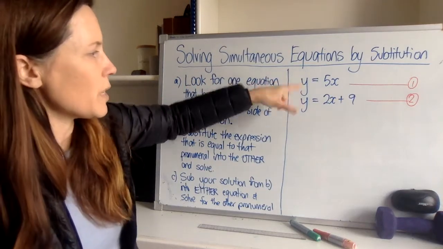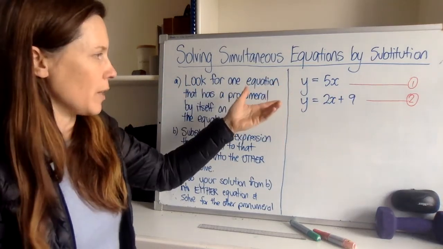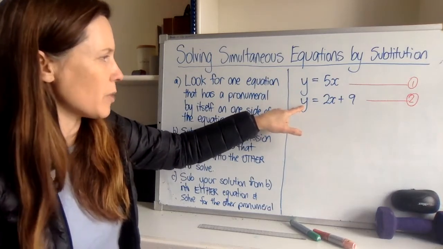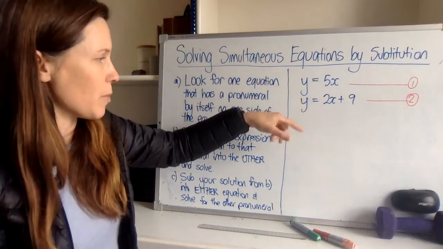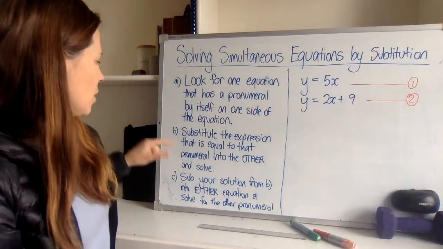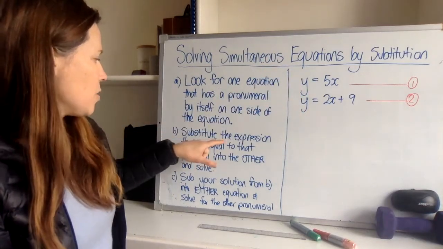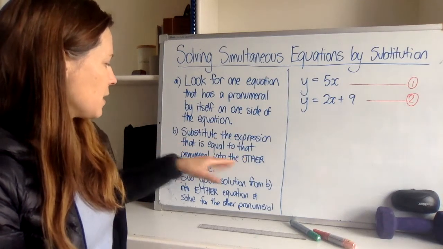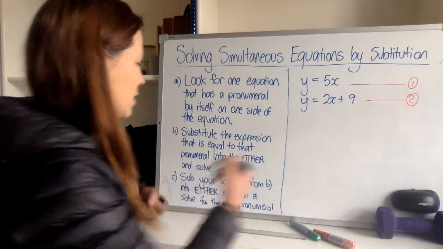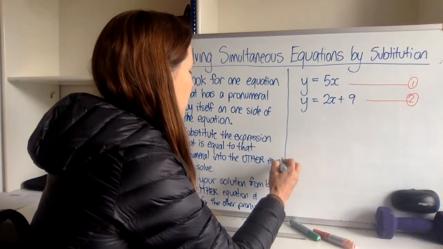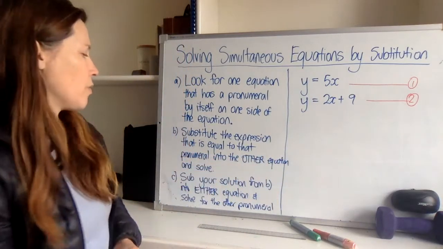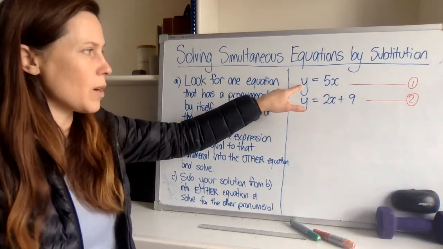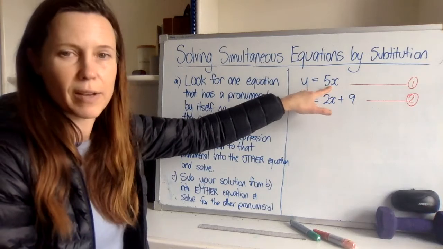Well, we're spoilt for choice here because both of them have got a letter that's by itself. They've both got the y that's on its own. So this is a nice easy one to do, and we can take either of them to start with. Let's take this one. All right, what are we going to do with it? Substitute the expression that is equal to that pronumeral into the other equation, and solve. All right, so we can see the y is by itself, but we can also see that the y is equal to something. It's equal to 5x.